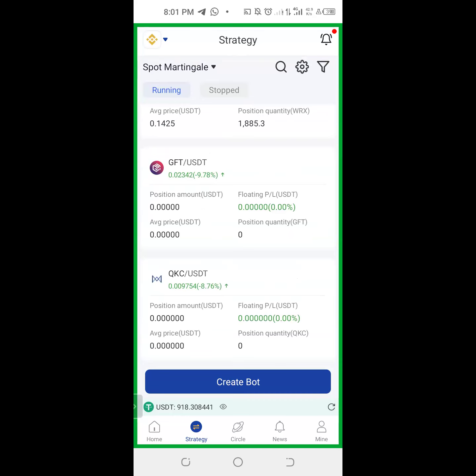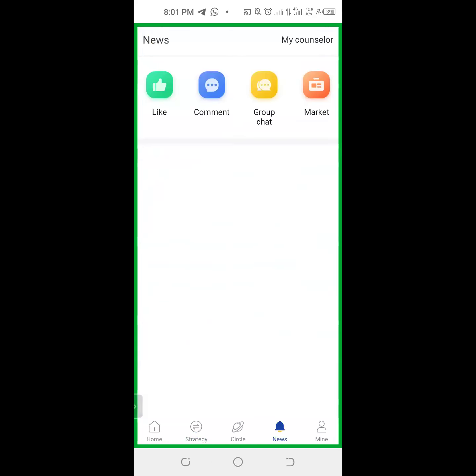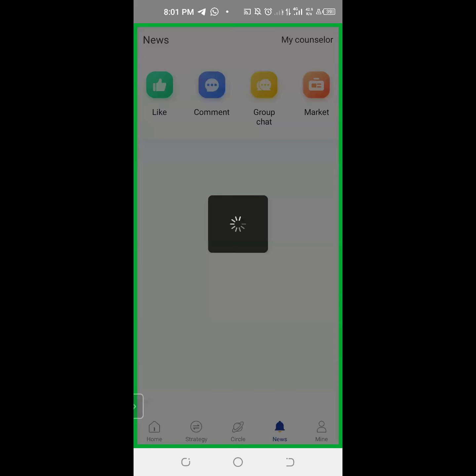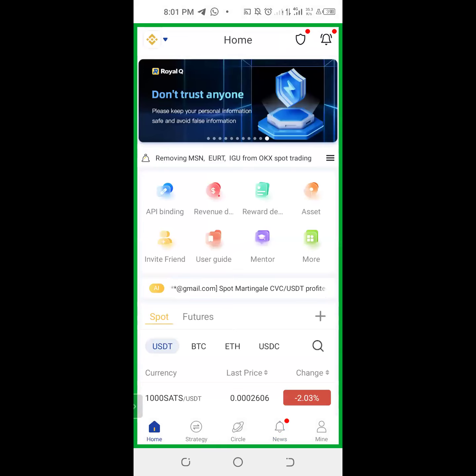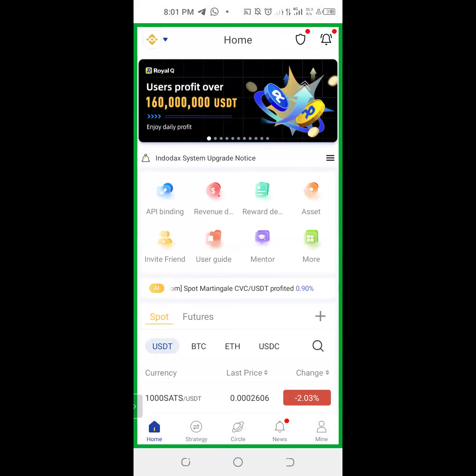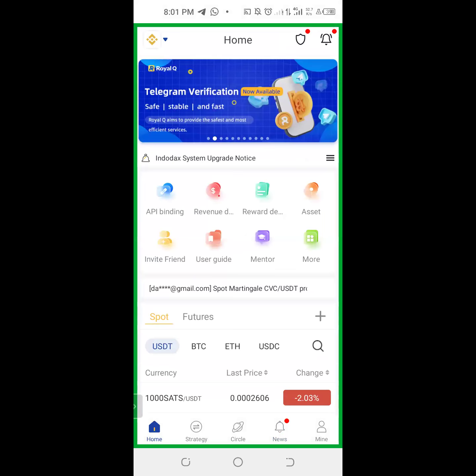So now, I did one trade with this account. It's better you keep your USDT than to enter a coin and enter serious floating loss, so that your capital will not be held down.